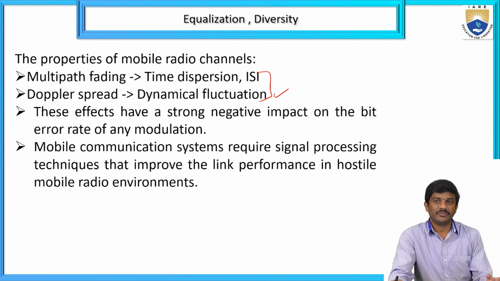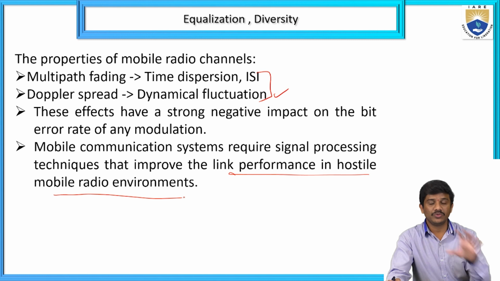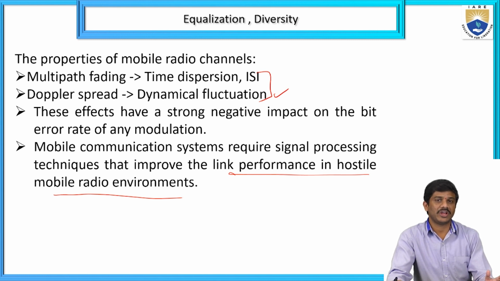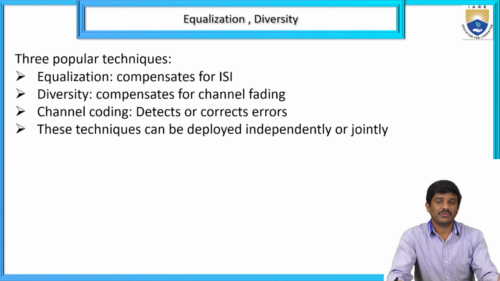The mobile communication system requires signal processing techniques that improve the link performance in hostile mobile radio environments. We use the equalization process and also the diversity process. Mainly, we can improve the link performance of mobile radio environments. That is one advantage of equalization and diversity. Here we have three popular techniques to overcome the disadvantages of mobile propagation. The first is equalization, the second is diversity, and the third is channel coding.